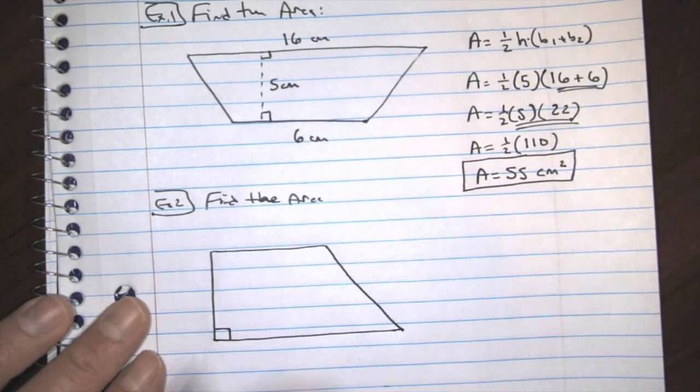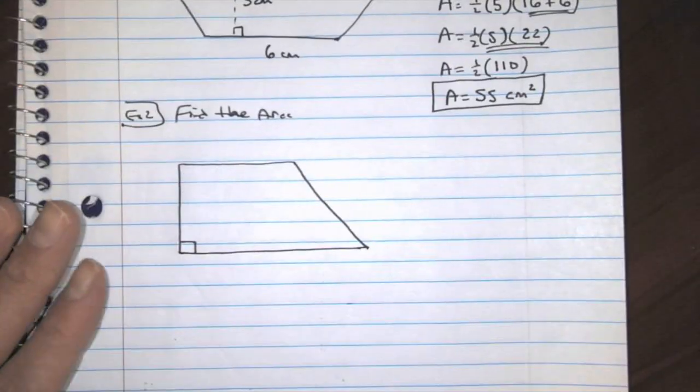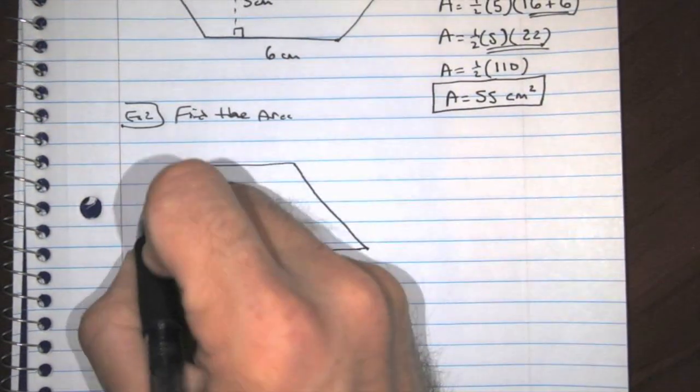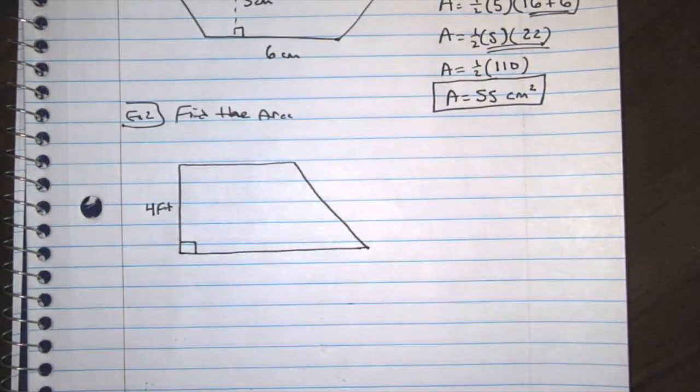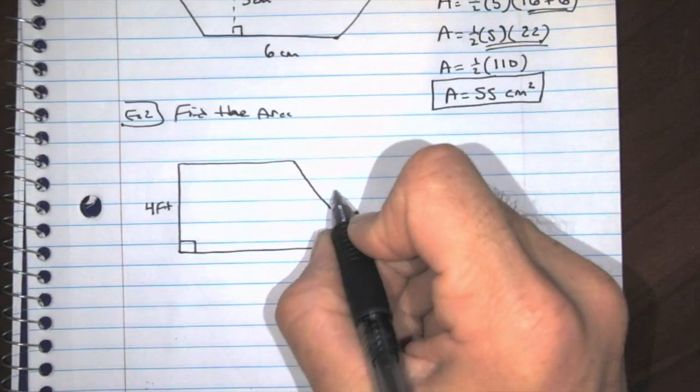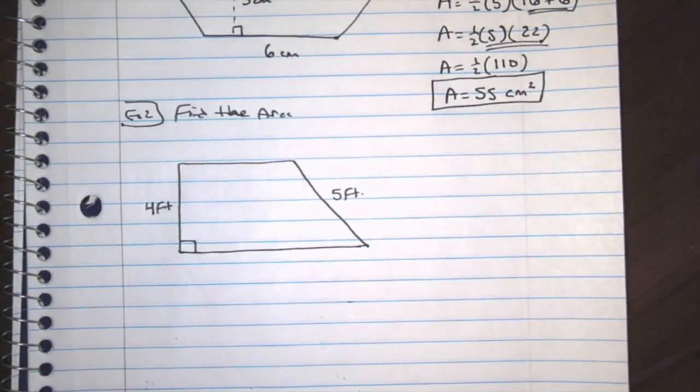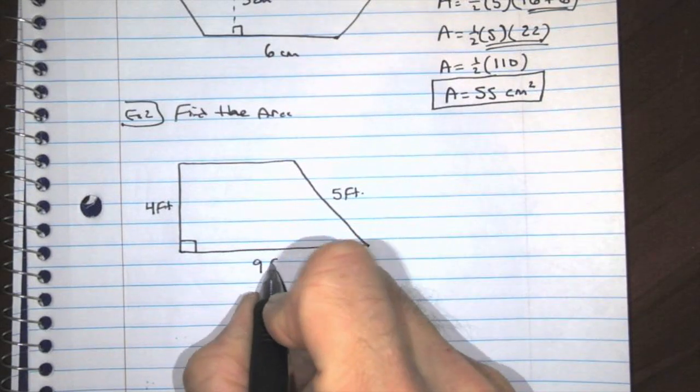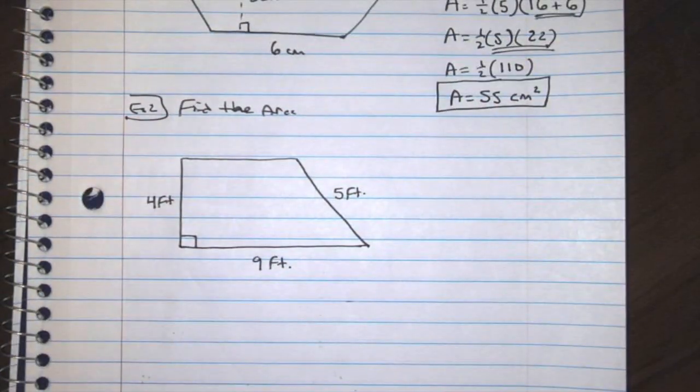Okay, right angle right there. It's assumed that there's a right angle right there if this is in fact a trapezoid. So just one, that's all you need. Okay, that's 4 feet. That's 5 feet. And that's 9 feet. And that's all I'm going to give you, folks. That is all I'm going to give you. Perfect.